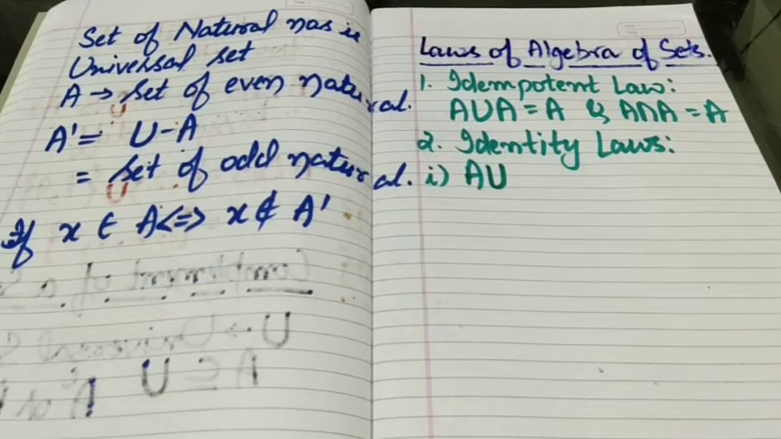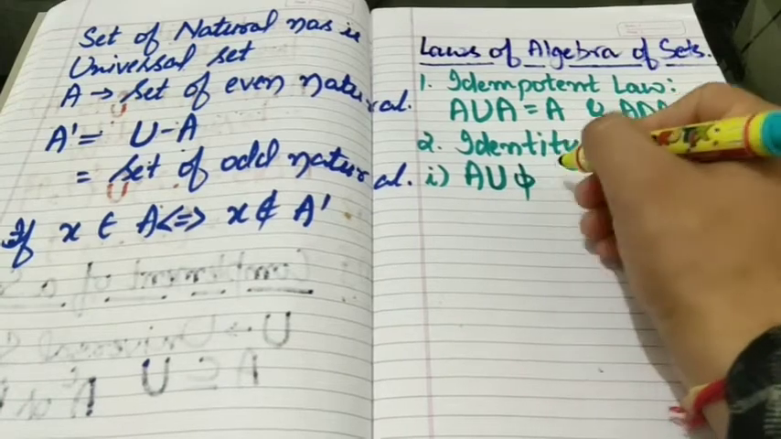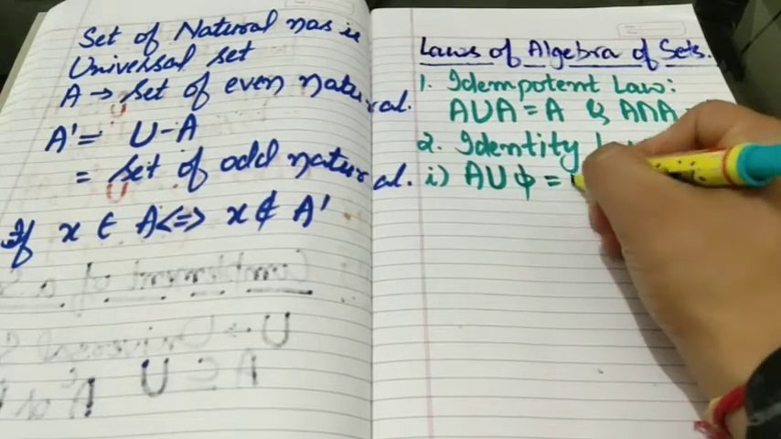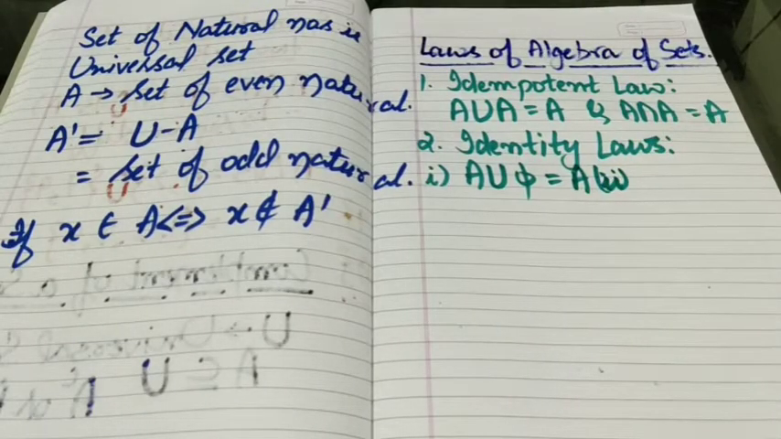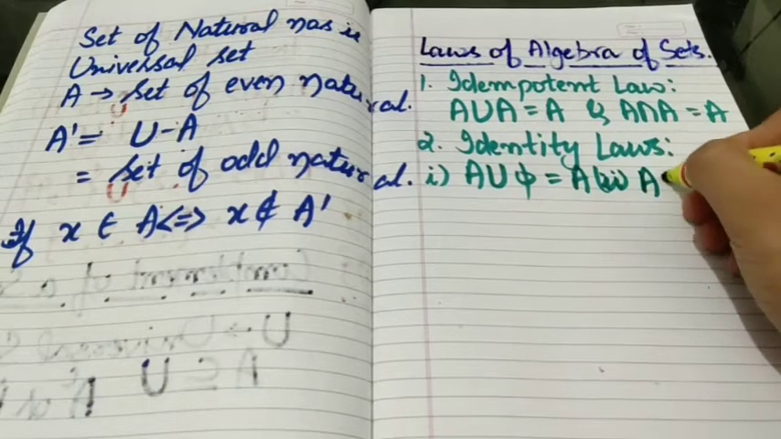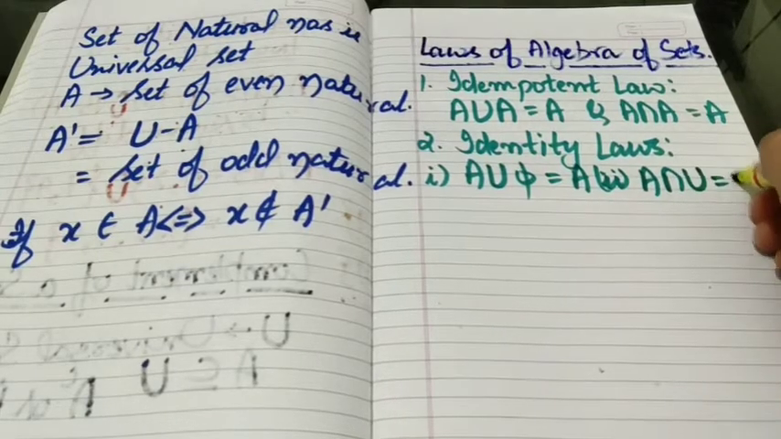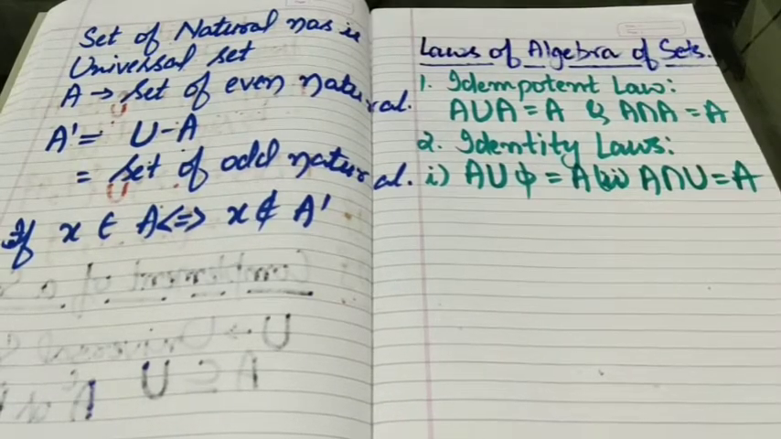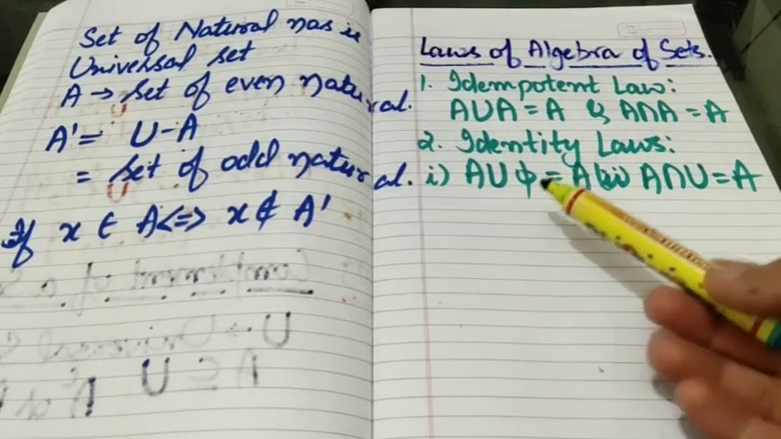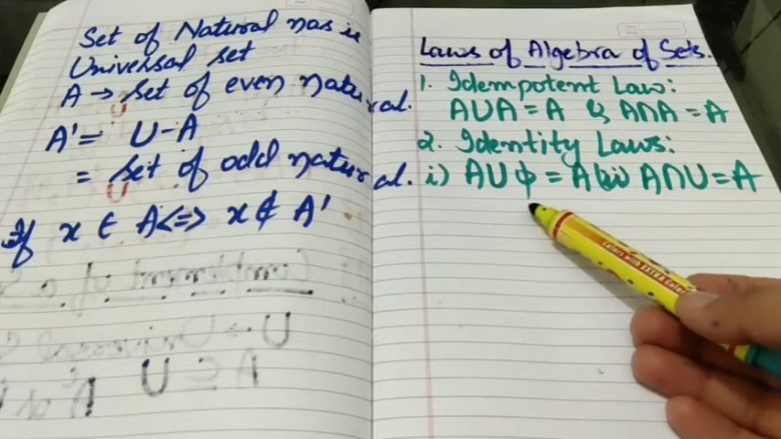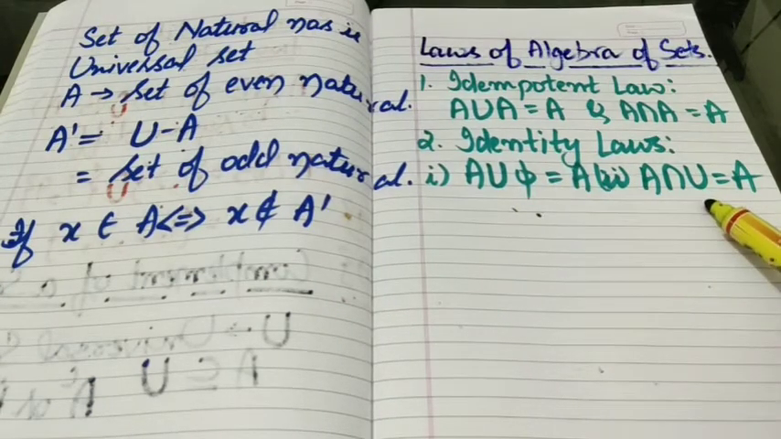Next we have the identity laws. We have two identity laws. The first one is A union empty set, which is phi, equals set A, and the second one is A intersection universal set equals set A. These two laws come under identity laws. Here phi is the identity element for union and the universal set is the identity for intersection.